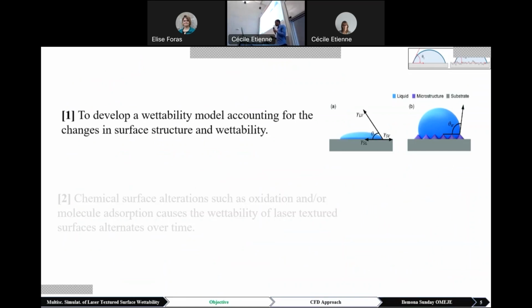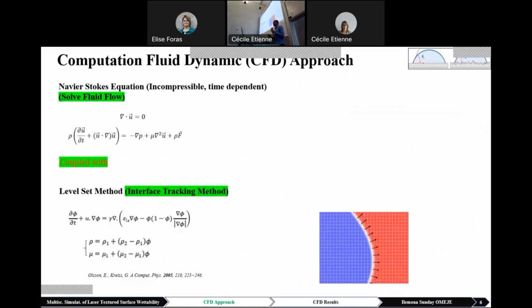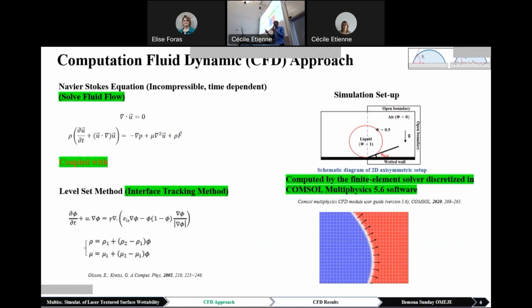To develop a wettability model that could account for these changes, we started with a computational fluid dynamics approach where we solve the Navier-Stokes equation coupled with the level set method to track the interface of the liquid between the air and the material, due to the change in surface tension. And we discretize this equation in COMSOL Multiphysics.